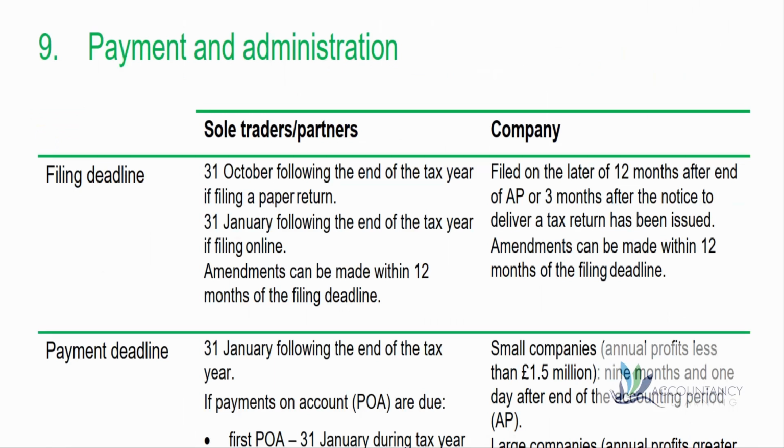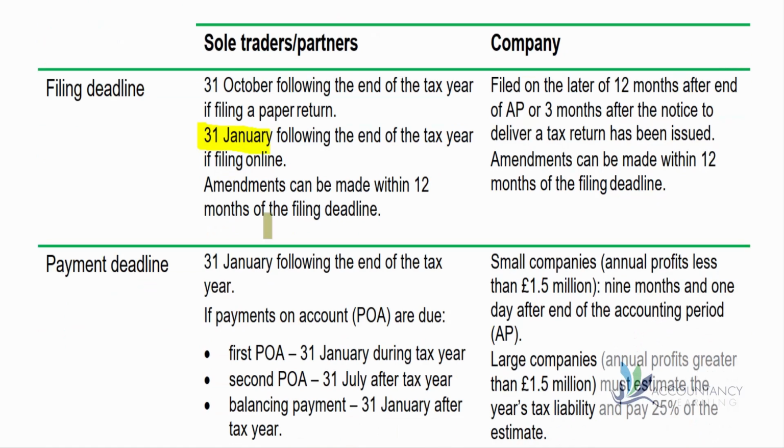So here are the reference materials, and we're looking at section 9 here in terms of payment and administration. So yeah, we've got our filing deadline. As we mentioned already, we've got the filing deadline of 31st of January, and then our payment deadline. So there we are, 31st of January following the end of the tax year. So in the 22-23 year, we need to pay by the 31st of January 24. That's what we just showed. And then we also need to make the first payment on account on that same date as well. And then the second payment on account will be on the 31st of July.